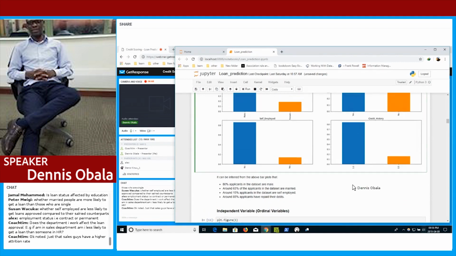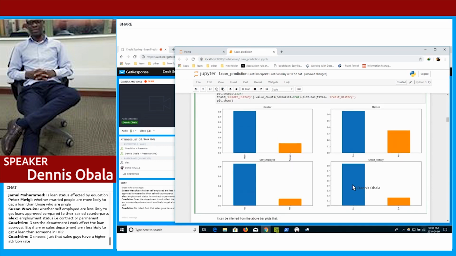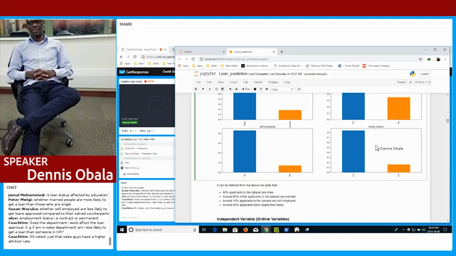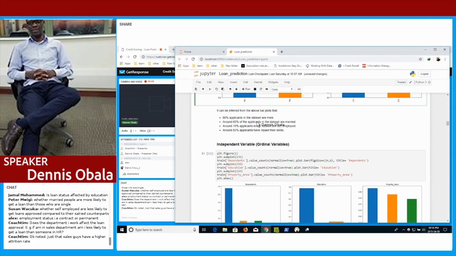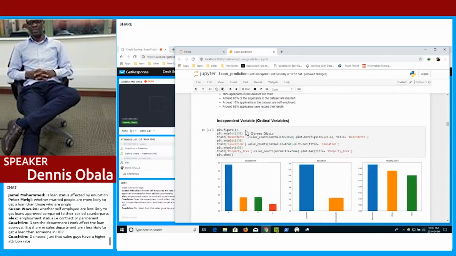And credit history, our data set has like 85% that had repaid their loans compared to 15% that had not repaid their loans. And for credit history, we actually expect this, as it would not be a good thing when most people that did not repay their loans actually apply for loans. So these are just basically the summaries that we are talking about above there.